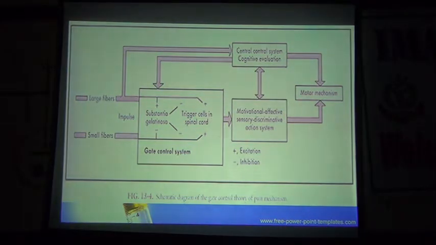As you can see, the large fibers trigger the substantia gelatinosa, and further, the gate control is closed. That is an inhibitory effect. The small fibers, on the other hand, do not have that effect; they open the gate.